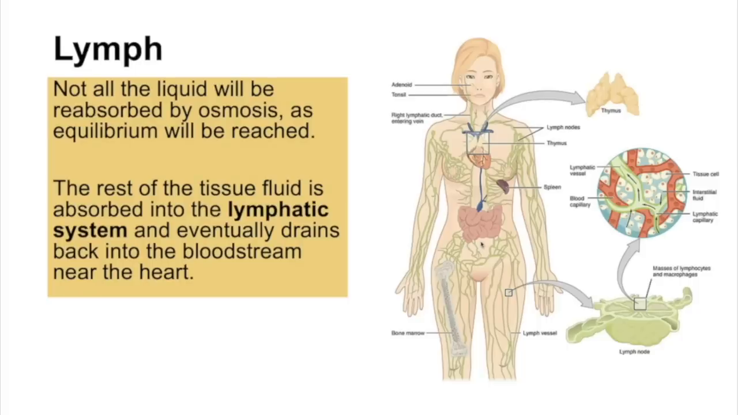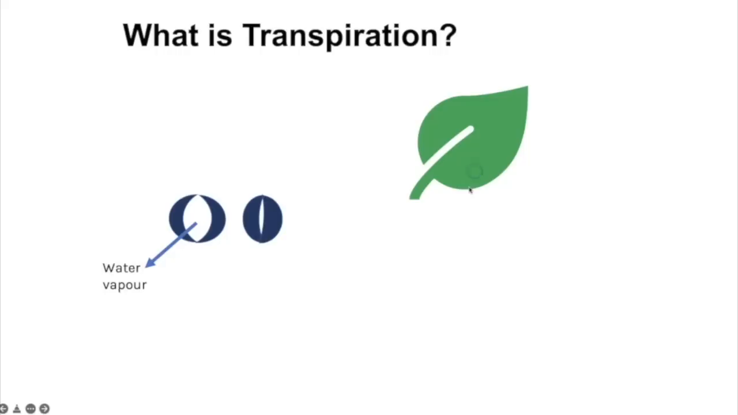Now, not all of the liquid will be reabsorbed by osmosis, because eventually equilibrium will be reached and the water potential inside of the capillary and of the tissue fluid will be the same. So any of that water that doesn't get reabsorbed by osmosis will enter the lymphatic system instead, and then when we have it transported around the lymphatic system, it will eventually get to one of the lymph vessels near the heart where that liquid is drained into the blood again, and that is how we don't run out of liquid in the blood.